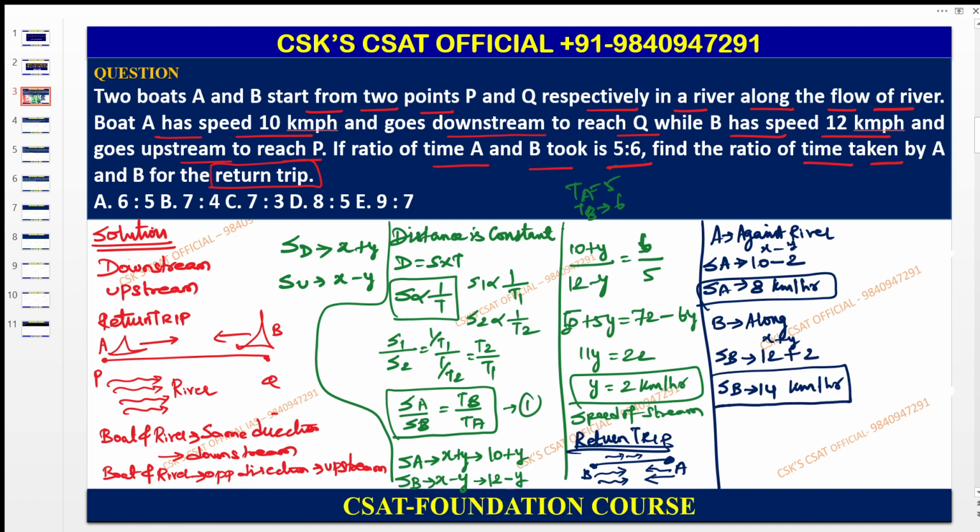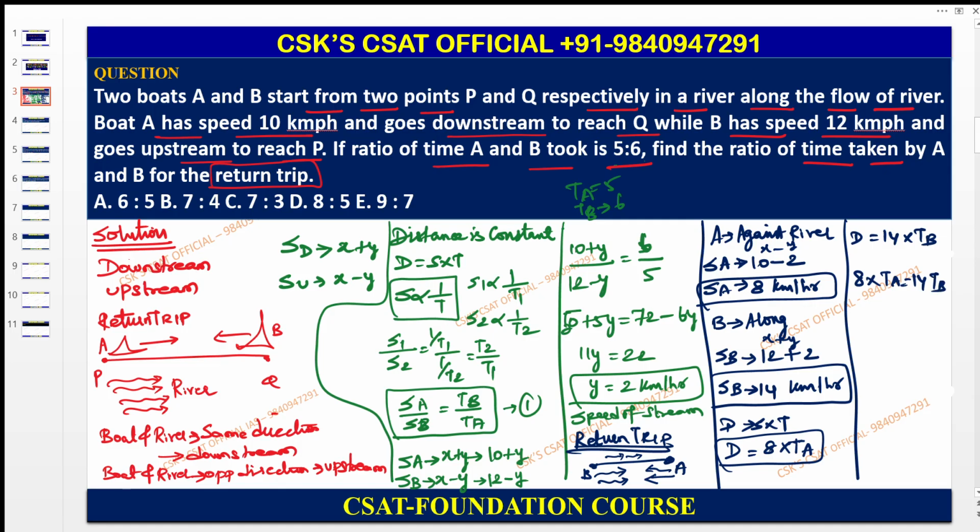After knowing this, we can easily find out. Distance is equal to speed into time. So distance is equal to the speed of A, which is 8. The speed of B you don't know. Speed you know, time you don't know. So let us take TA. Next, with respect to B, distance is 14 into TB. So equate both: 8 into TA is equal to 14 into TB.